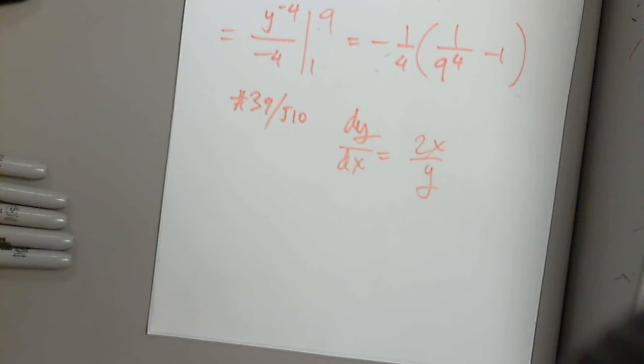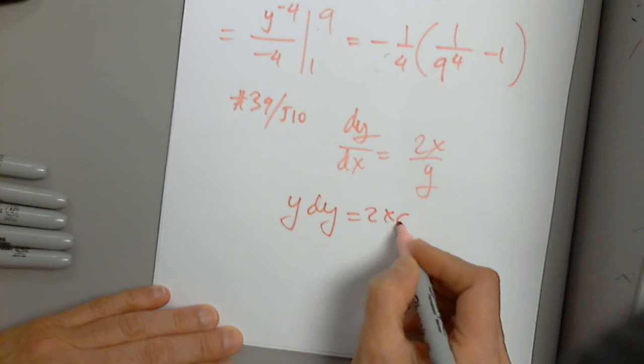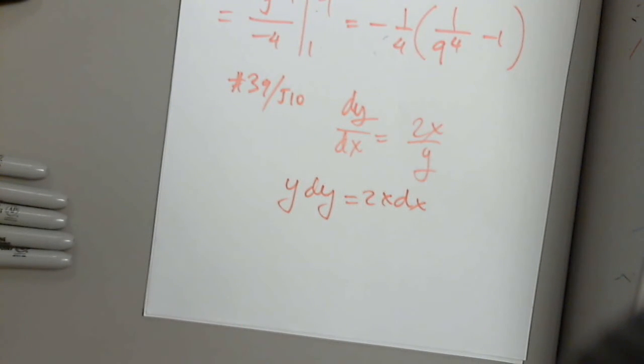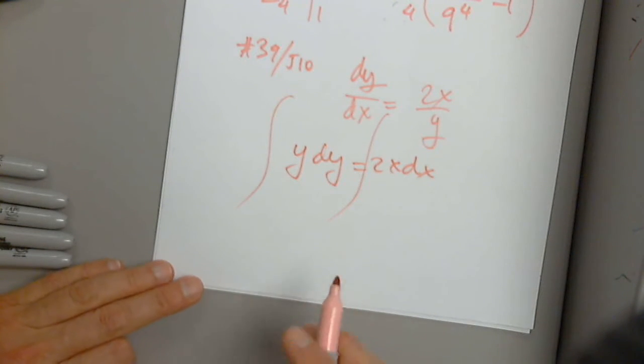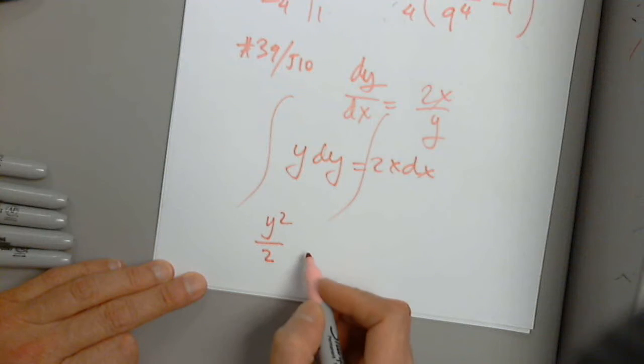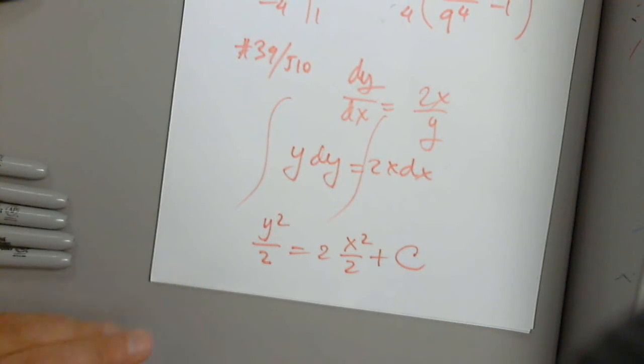Remember, we cross multiply. First of all, we cross multiply because this is y dy equals 2x dx, because we want to separate the variables. We want everything with y on one side and everything with x on the other. And now I will integrate. The left-hand side is y squared over 2. The right-hand side is 2x squared over 2 plus a constant c.